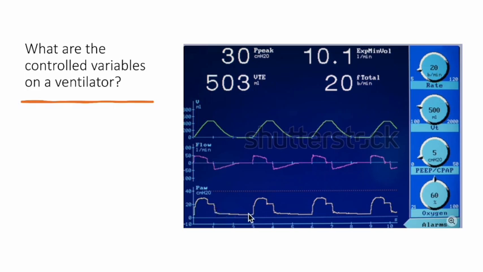So why does the pressure never reach 0? That's because of the PEEP. So in this case, there's a PEEP of 5. So positive end-expiratory pressure. So at the end of expiration, there's still a pressure of 5.